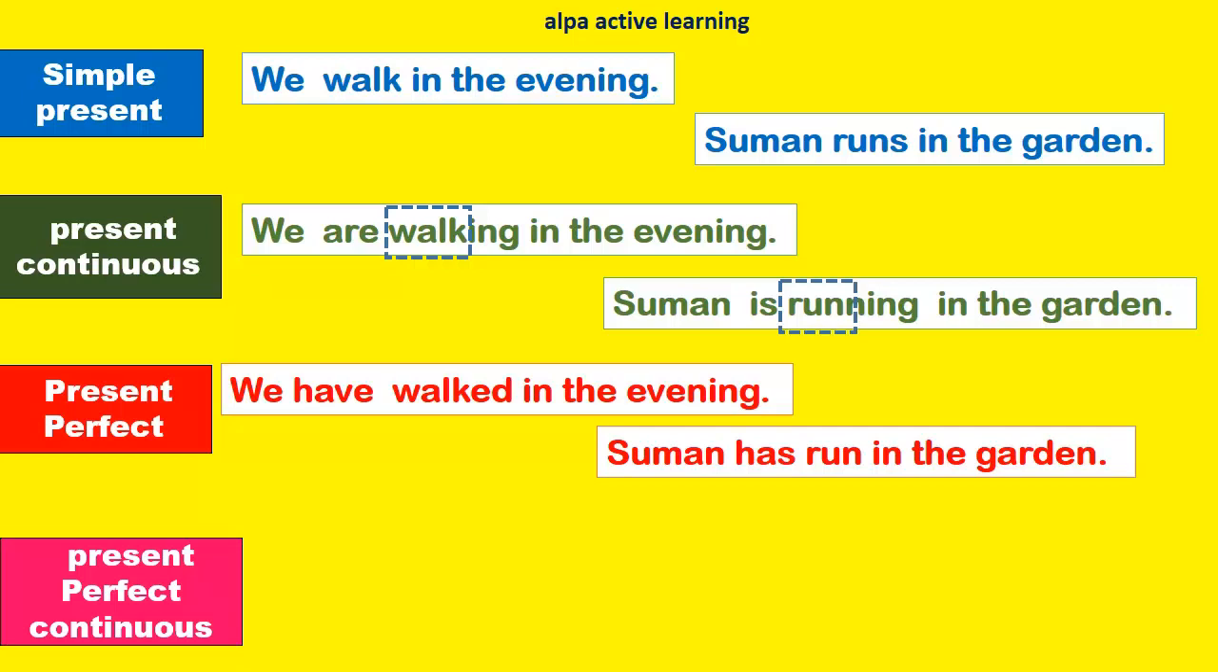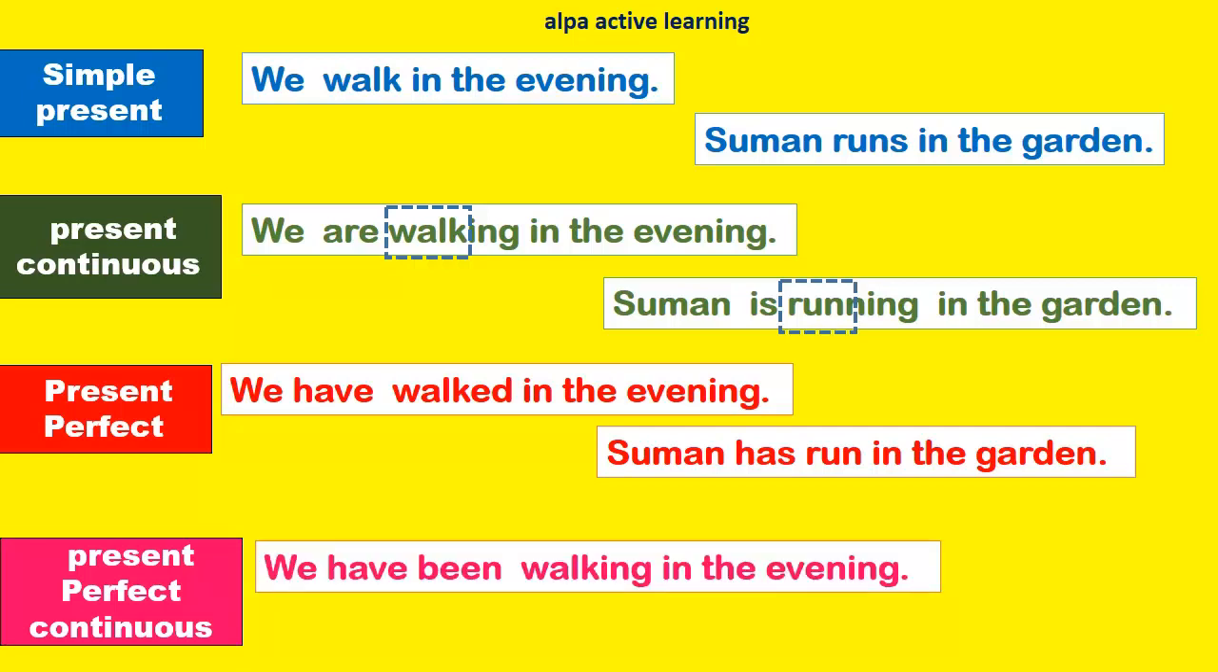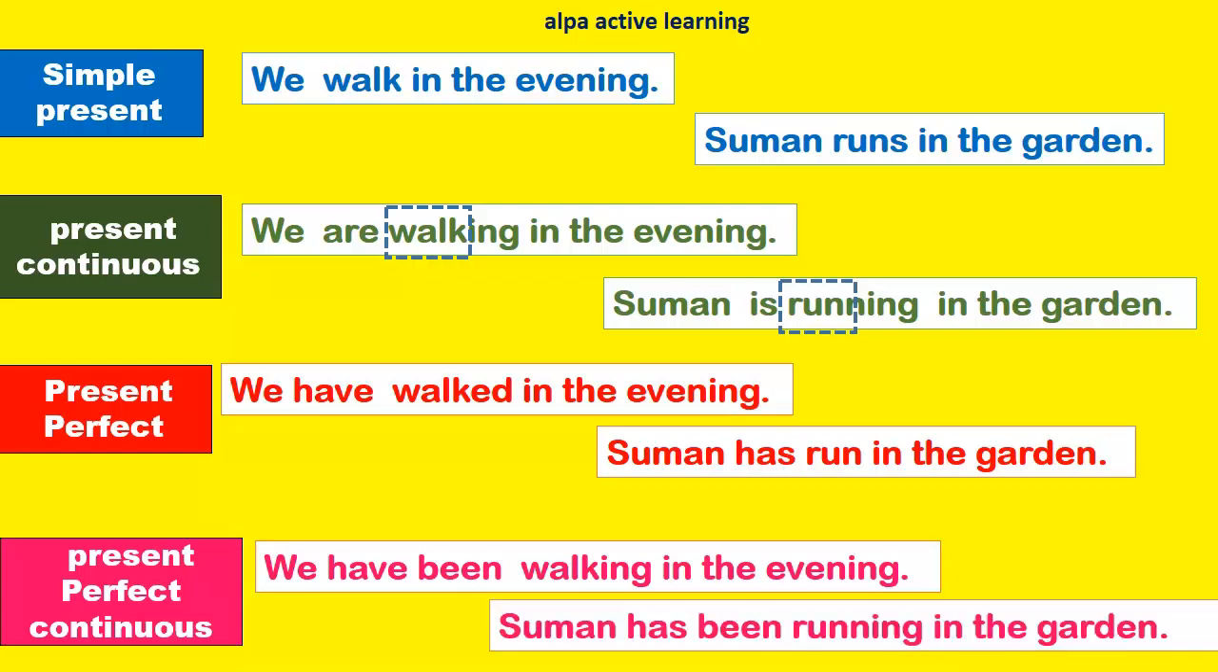So just recollect what are the keys. Yes, have, been and ing to the base form. So we have been walking in the evening. Now Suman has been running in the garden. So children, again look at the simple present tense because we is a first person plural, no change, but Suman is third person, the verb changed to s.